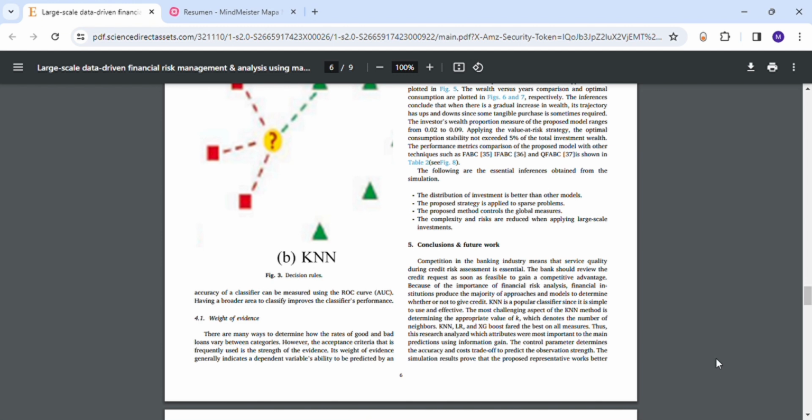KNN is a popular classifier since it is simple to use and effective. The most challenging aspect of the KNN method is determining the appropriate value of K, which is the number of neighbors. KNN, LR, and XGBoost vary based on all measures. Thus, the research analyzed which attributes were most important to the main prediction using information gain. The control parameter determines the accuracy and cost trade-off to predict the observation strength. The simulation results prove that the proposed representative works better.